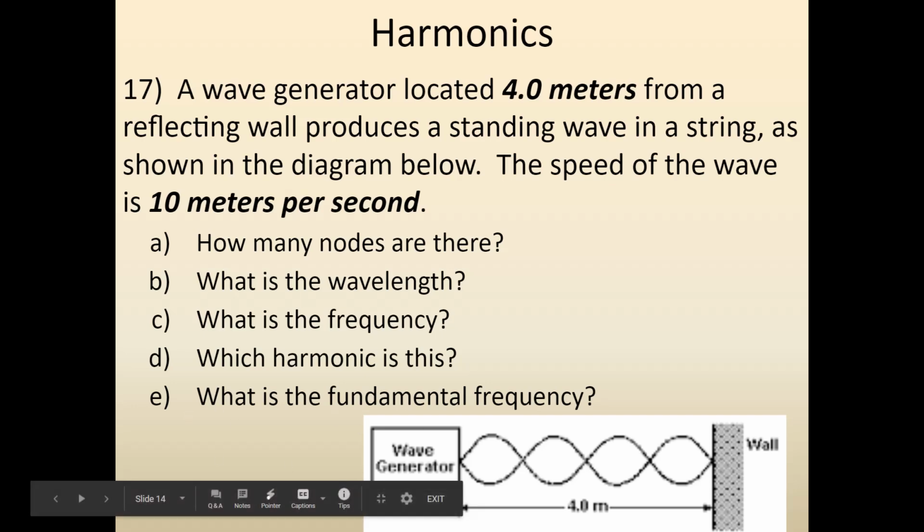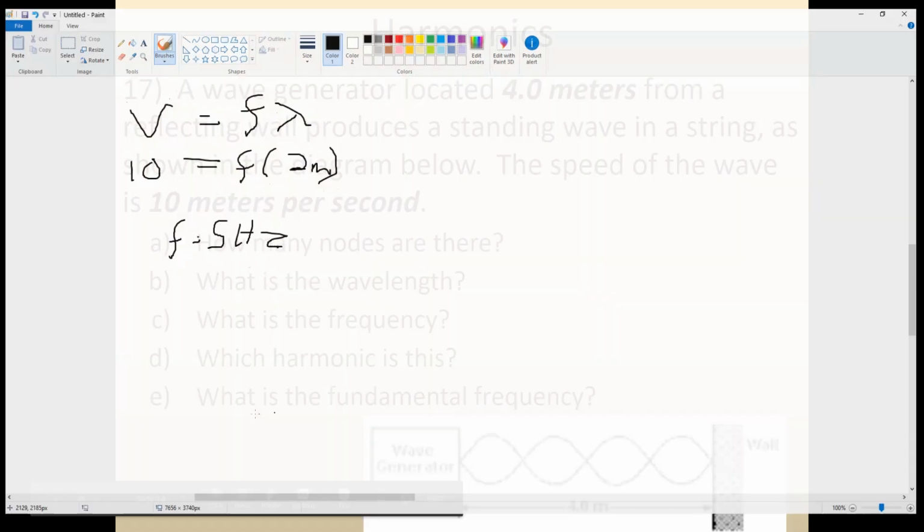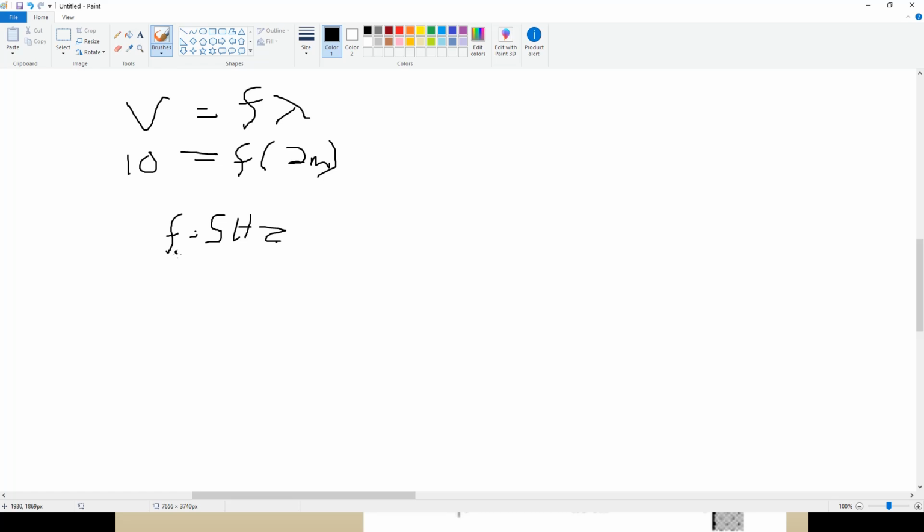And then here, where they want to know what the fundamental frequency is, since I know that this is the fourth harmonic, and I know that this is 4 times the fundamental, I can just say that the fundamental is going to end up being equal to 5/4, or since fractions are bad, 1.25 hertz.